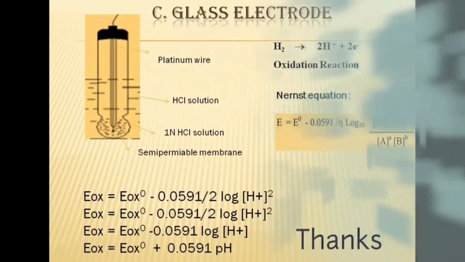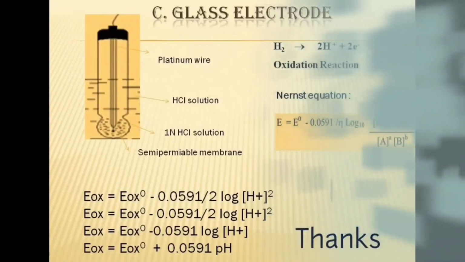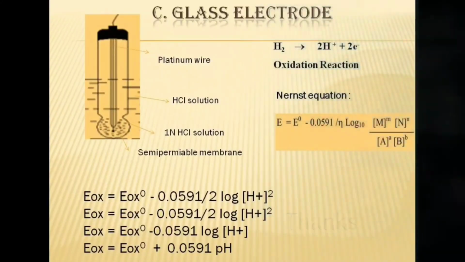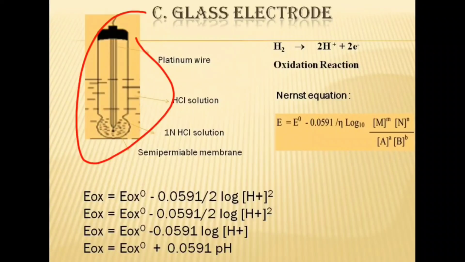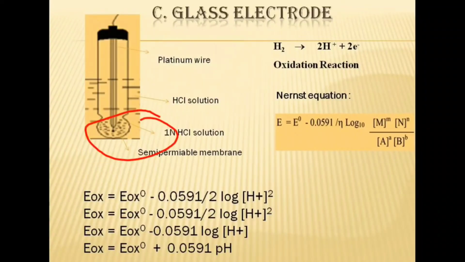Now let us discuss the glass electrode as an indicator electrode. So in this way this is a glass electrode. Here this bulb is made up of a semi-permeable membrane and filled with one normal HCl solution, whereas a platinum wire is inserted up to the bottom and this one is the unknown HCl solution. Now this is the construction of the glass electrode.